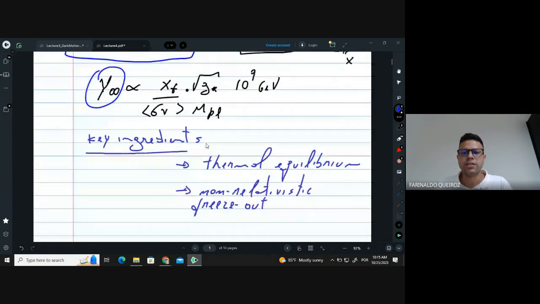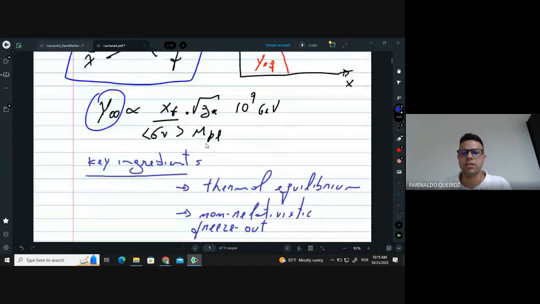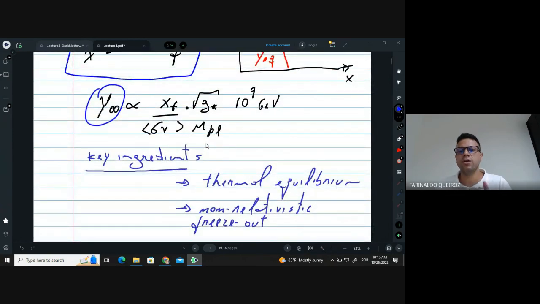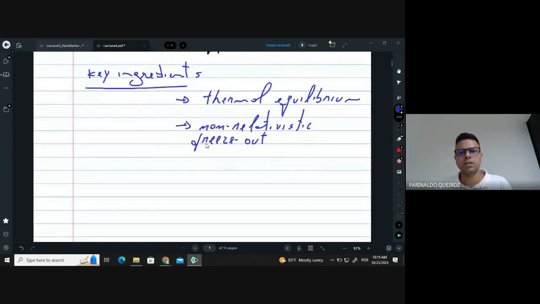Okay, so the key ingredients for the whole mechanism were thermal equilibrium and non-relativistic freeze out. So we assumed that the dark matter, when it froze out, was a cold relic, okay? Was non-relativistic.